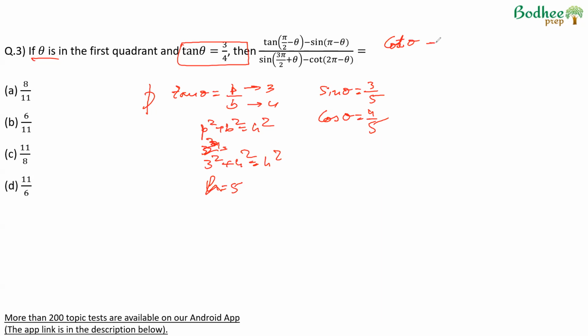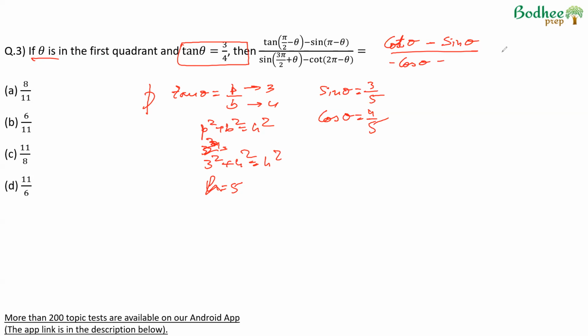Sin(pi minus theta) will be in the second quadrant, so positive sine theta. Upon sin(3 pi by 2 plus theta), that is 270 plus theta. 90, 180, 270. This will be the fourth quadrant, and therefore negative, with an odd multiple of pi by 2. So cos, rather minus cos theta.